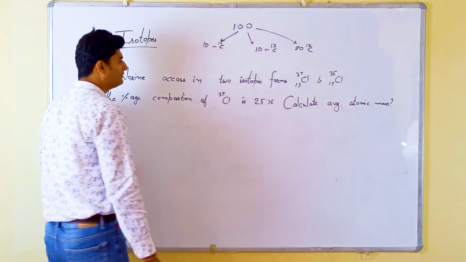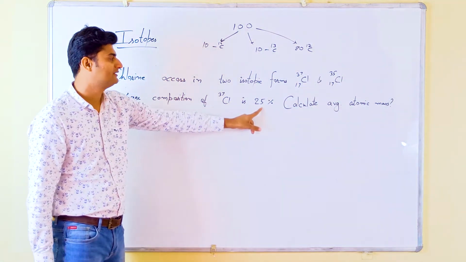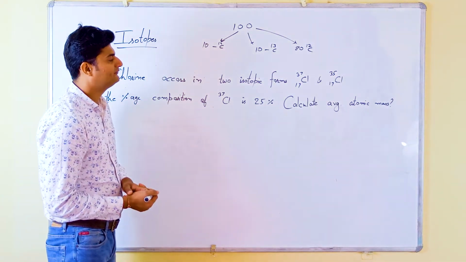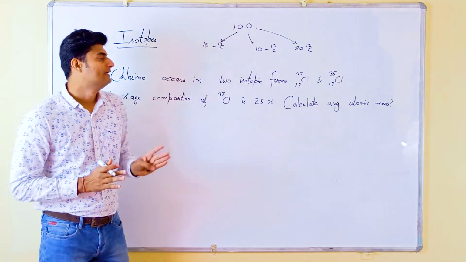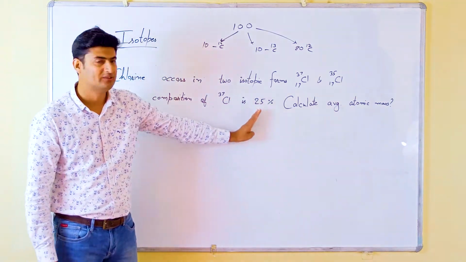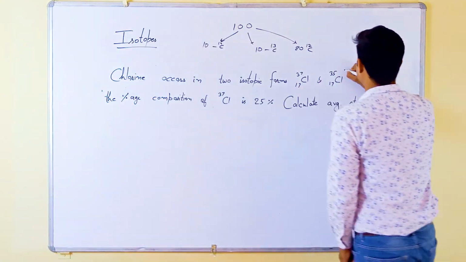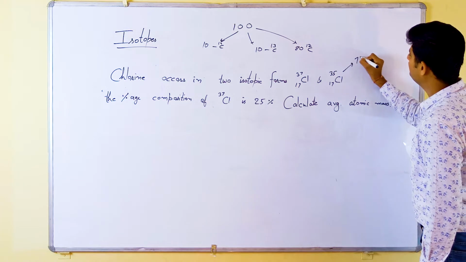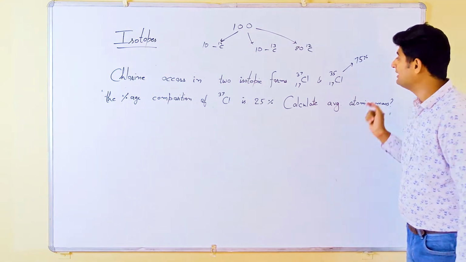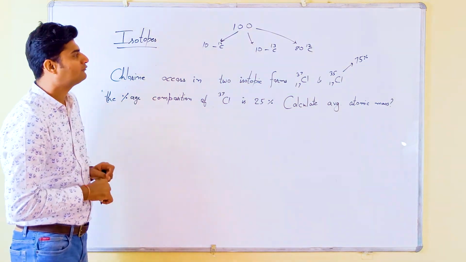First, think about this: if the percentage of chlorine 37 is 25%, what is the composition of chlorine 35? The first thing is that percentage is calculated out of 100. If one part is 25%, the other part should be 75%. So I can say that the percentage of chlorine 35 will be 75%. Is that okay? After that, we have to calculate the average atomic mass.